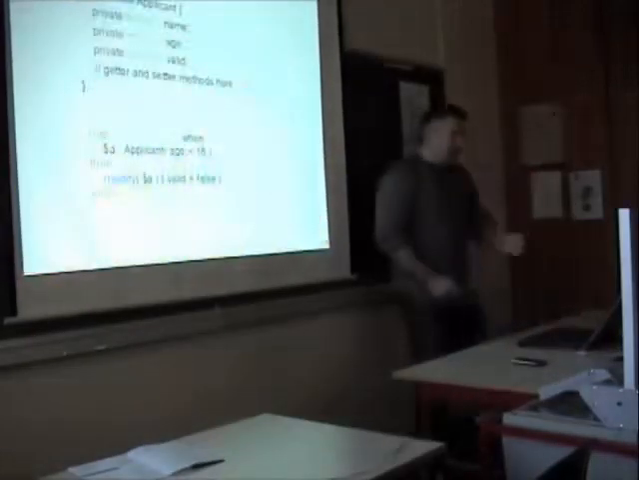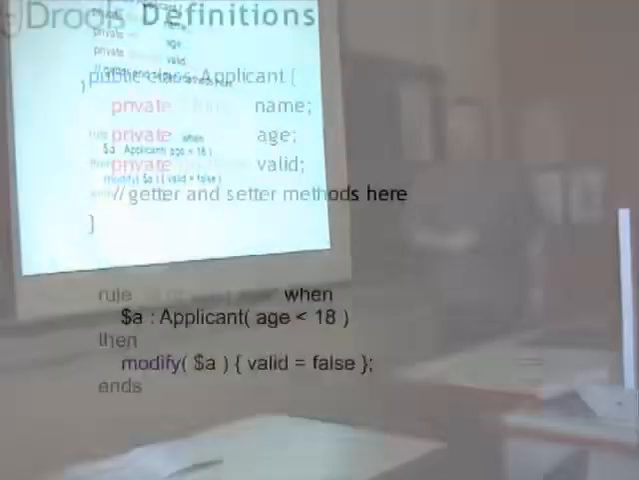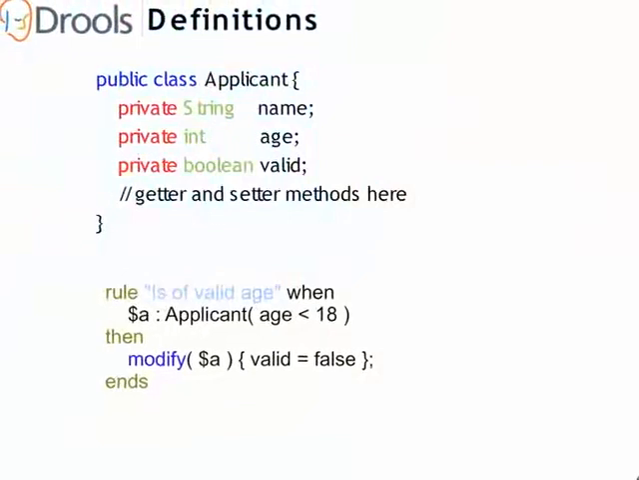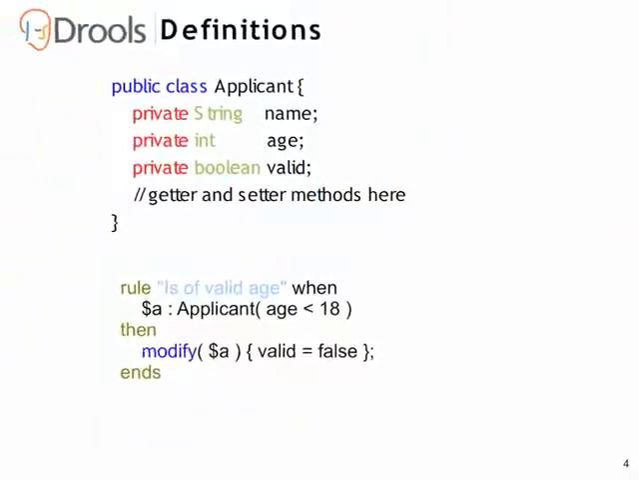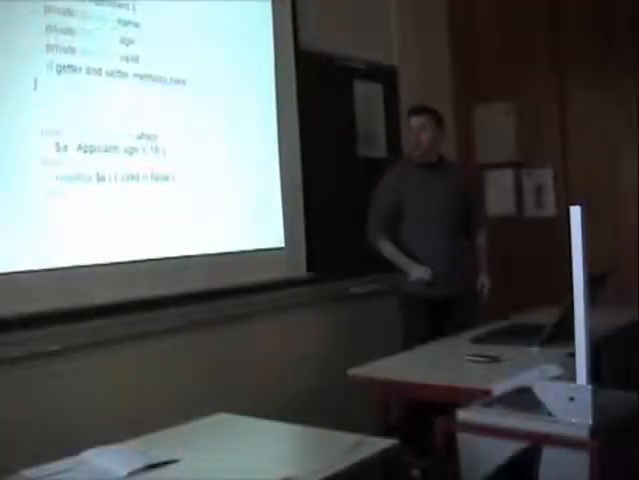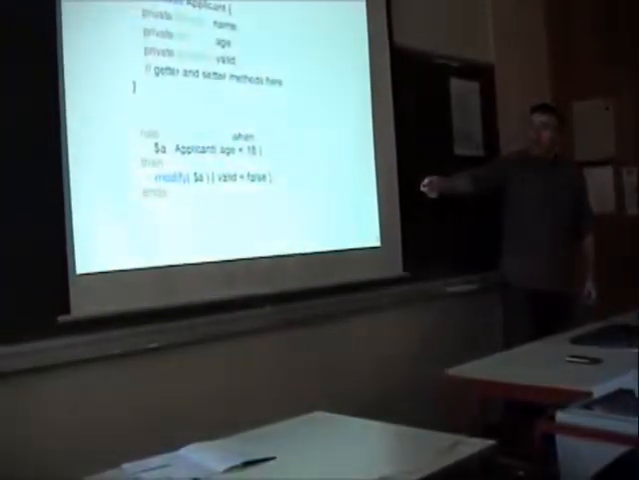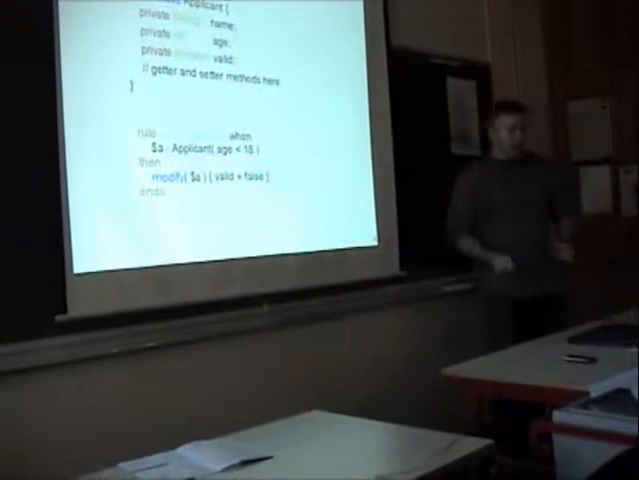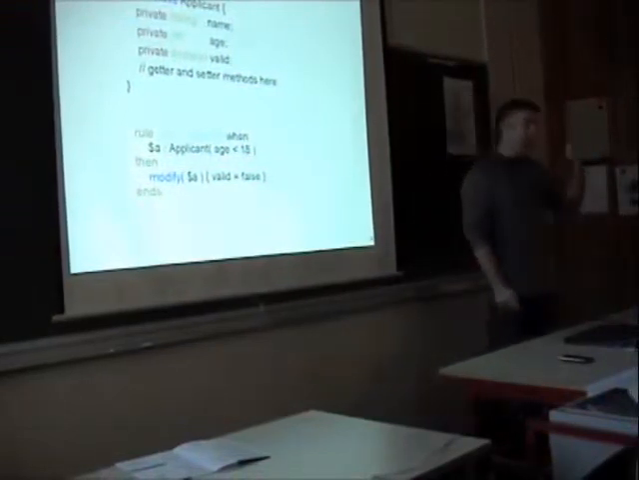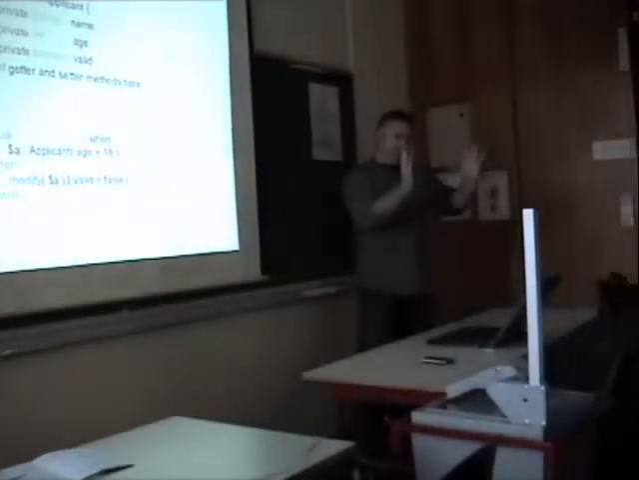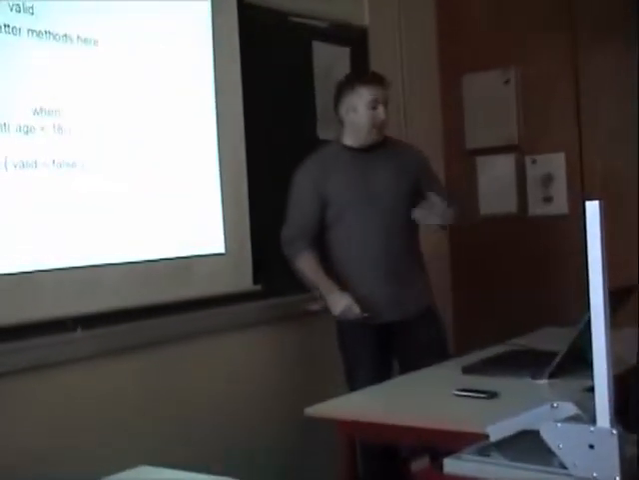Right, so let's start with the class. Applicant, everyone should understand what it is. I haven't put the getters and setters in there. We have a rule, is of a valid age. It's simply saying when the applicant has an age of less than 18, then we set valid equals false. Very simple, everyone should understand that. So rules are of that form. When something is matched, when we recognize a set of data, we can execute on that.